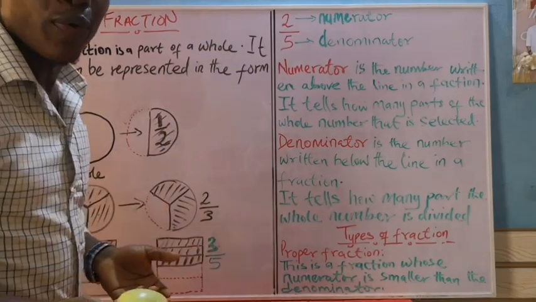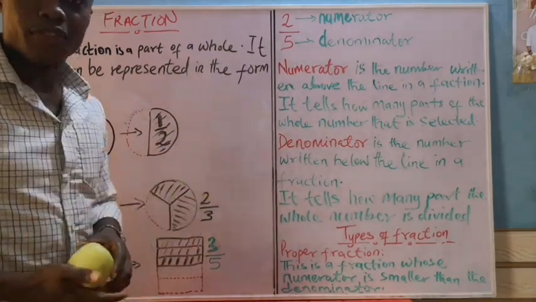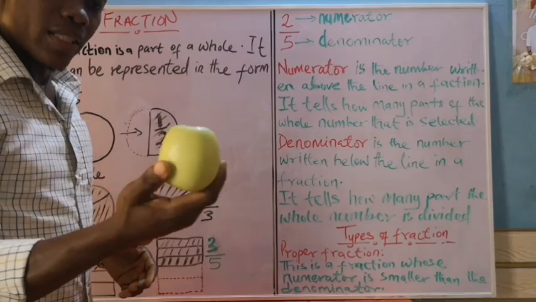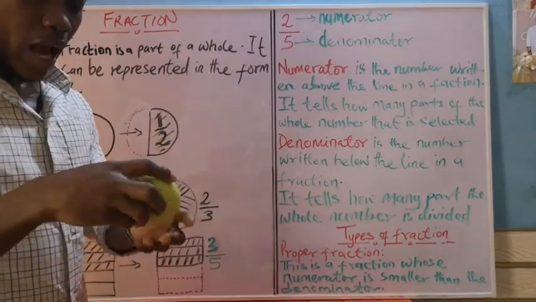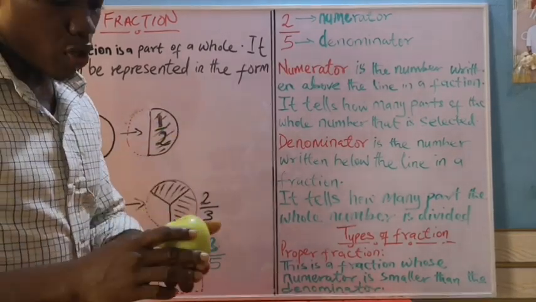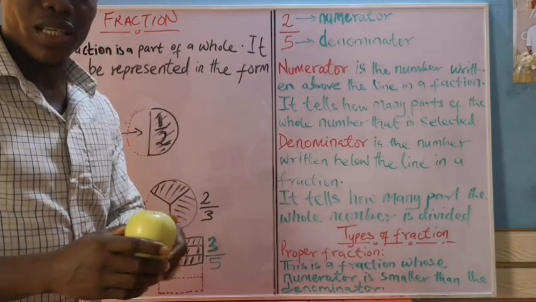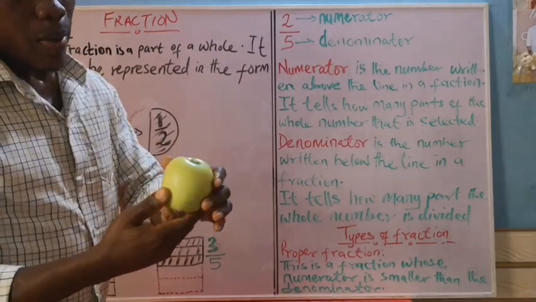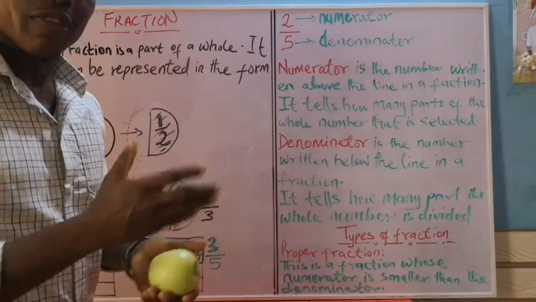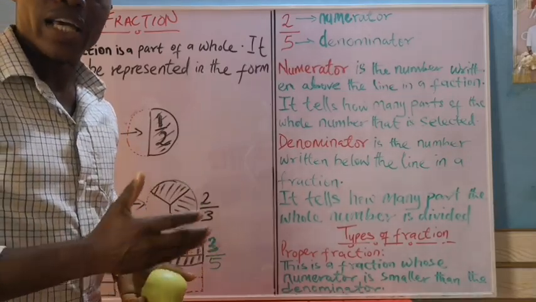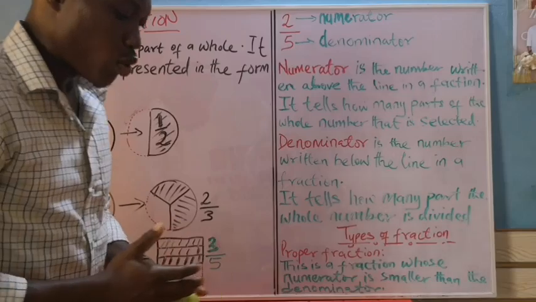I wanted to eat an apple, so my wife threw this one for me. And this is a whole apple. I call it a whole apple because it is still complete. I have not removed anything from it. It is still intact. But my wife said I should divide it into two equal parts and keep one for her. So let me cut it into two equal parts.